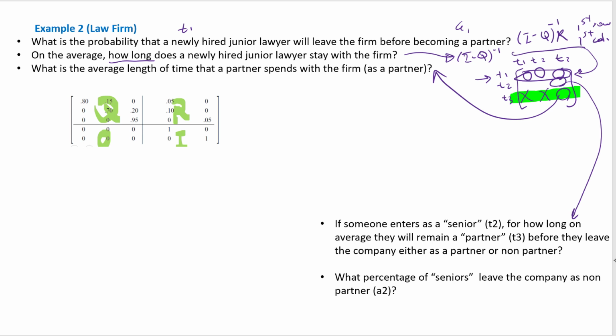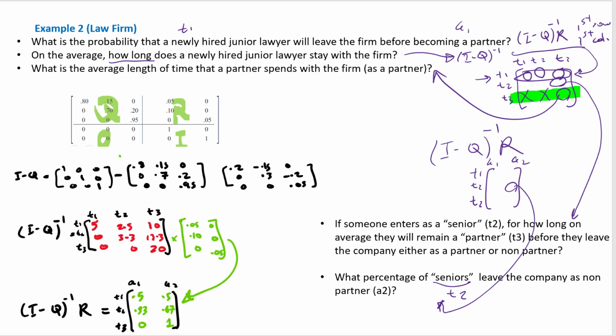What percentage of seniors leave the company as non-partner? So I'm looking at T2 going to A2. So for that I need to calculate I minus Q inverse times R, and then second row, second column. In that I'll have T1, T2, T3, A1, A2. Second row, second column, T2 to A2, and that's the answer to here. Now let's see what the calculations are and what the actual answers are.